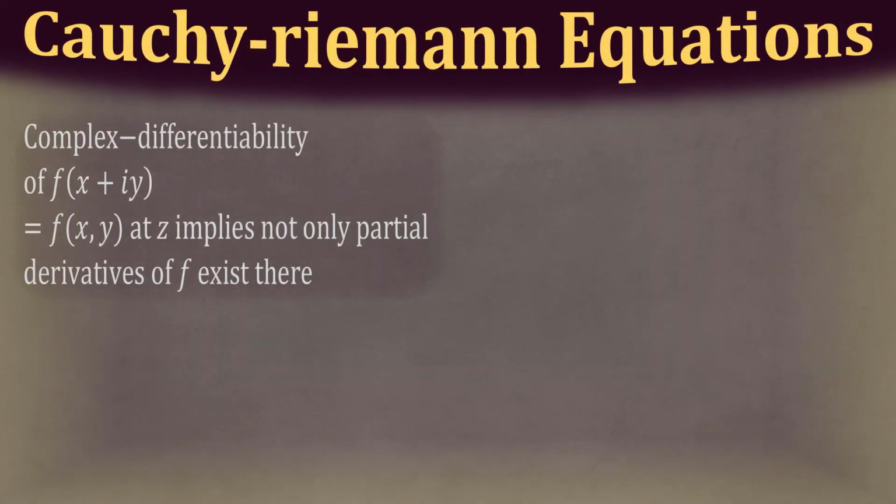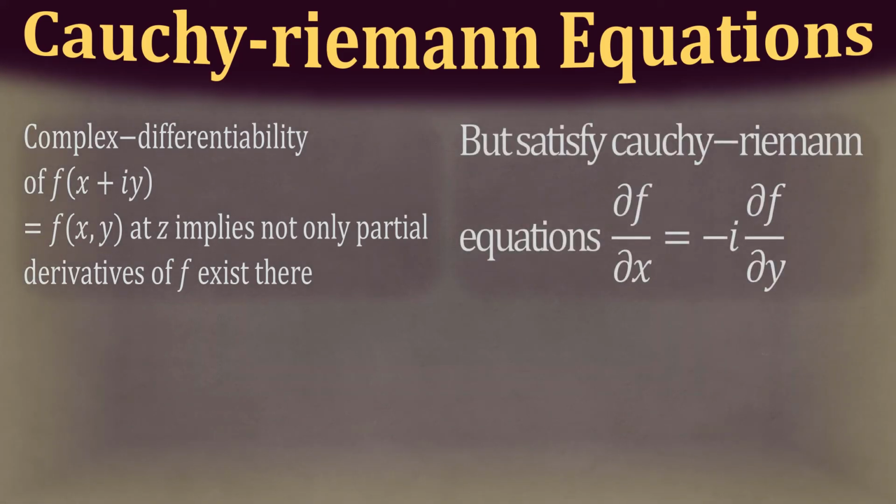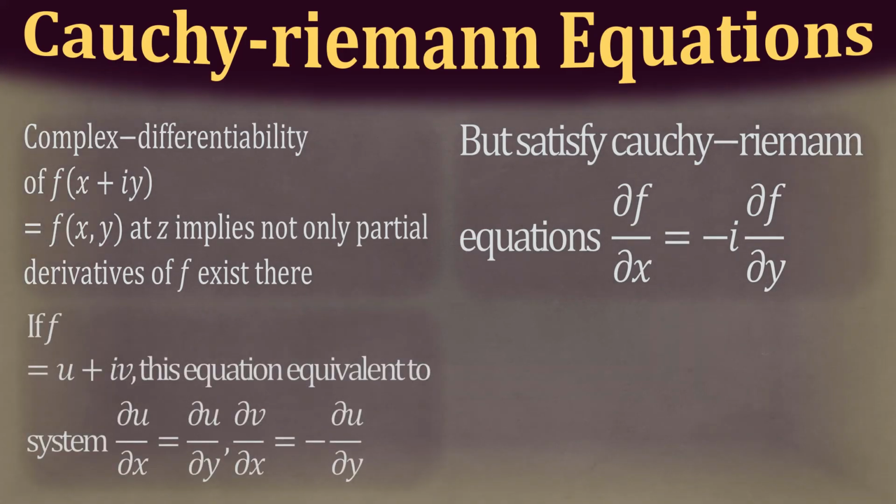The complex differentiability of f of x plus iy, equaling f of x and y, at z implies not only that the partial derivatives of f exist there, but also that they satisfy the Cauchy-Riemann equations. The partial derivative of f with respect to x is equal to minus i times the partial derivative of f with respect to y. If f equals u plus iv, then this equation is equivalent to the system: the partial derivative of u with respect to x is equal to the partial derivative of v with respect to y, and the partial derivative of v with respect to x is equal to minus the partial derivative of u with respect to y. We therefore get the following result.